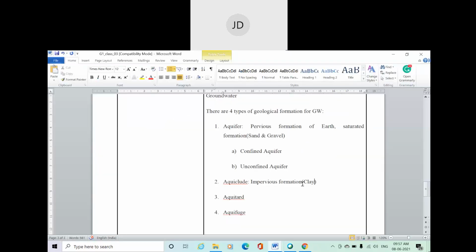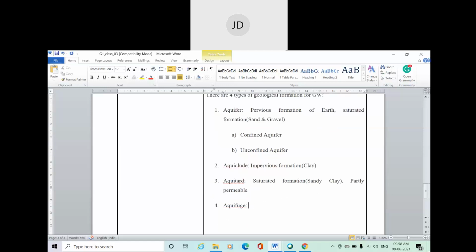Fine. Then what do we have? Aquitard, right? An aquitard is also a kind of aquifer, but it is also a saturated formation. It is also a saturated formation, but basically it is partly permeable. It is made of sandy clay. It is not exactly sand and gravel. It is basically made of sandy clay. It's slightly permeable, or you can say partly permeable.